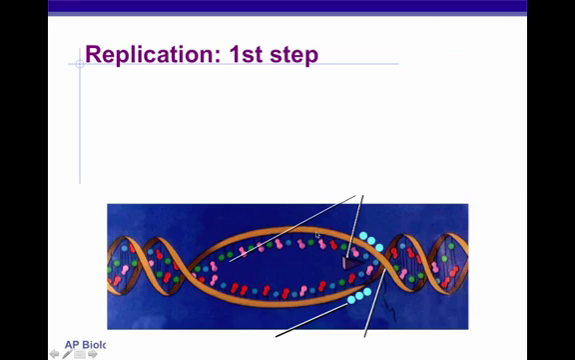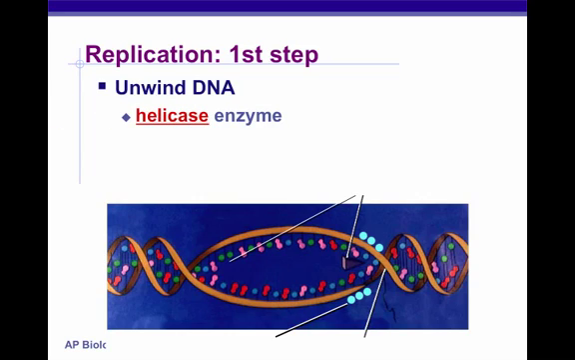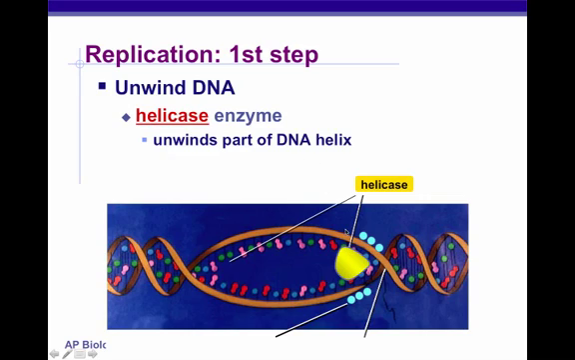So this is the first step of replication. We have to unwind the DNA. We have to open the zipper. In this case, it's going to be a helicase enzyme. So it unwinds part of the DNA helix. So here's the helicase. We actually have 2 of them. So there's one there, there's another one there.